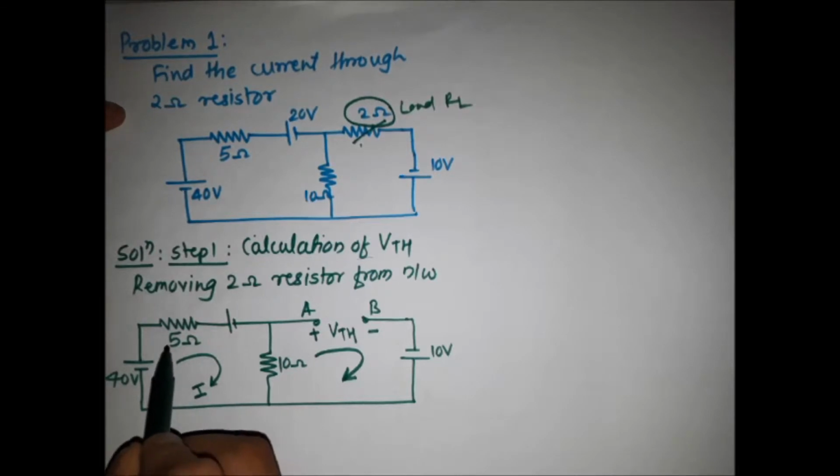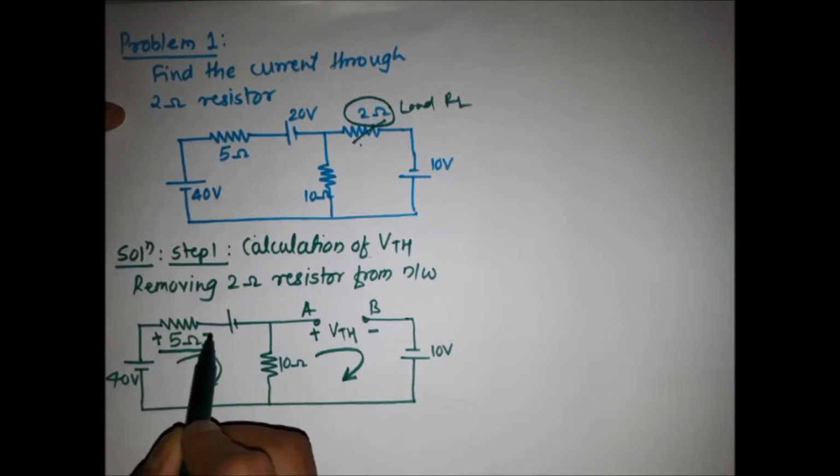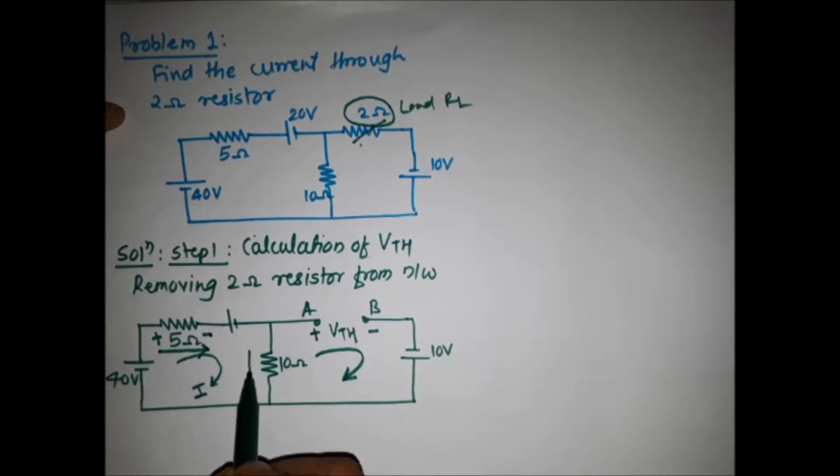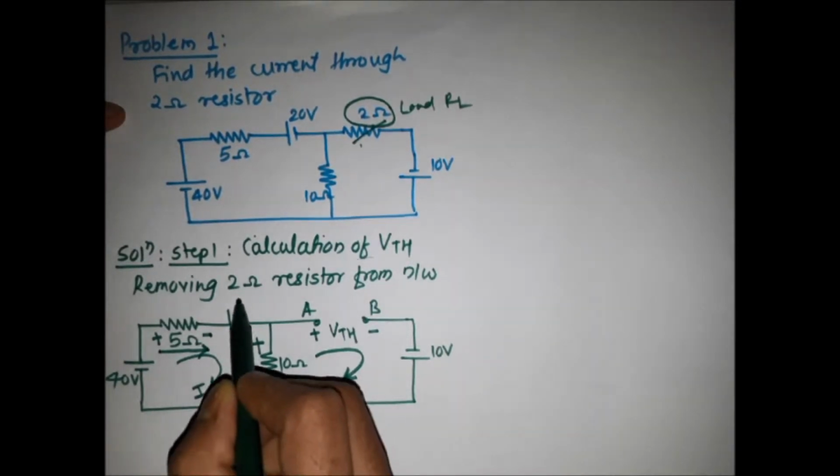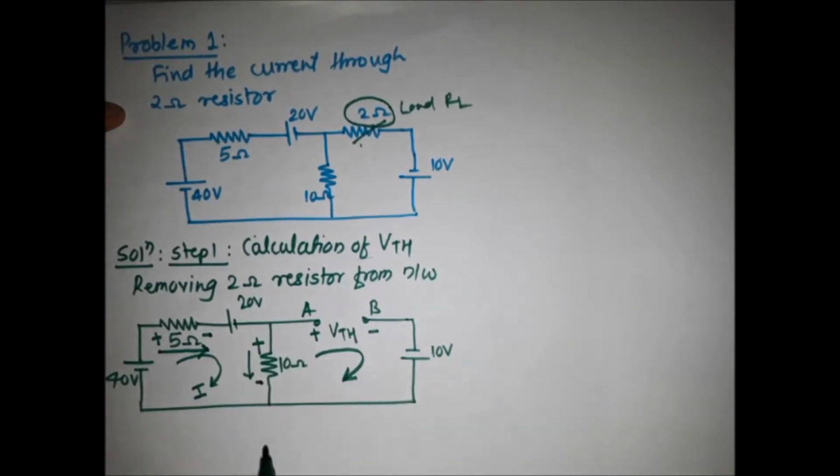So simply, through the 5 ohm resistor, current flows from this terminal to this terminal. So the starting terminal is plus, the end terminal is minus. Same here, the current flows like this, so the starting terminal is plus, the end terminal is minus. Here the voltage source is 20 volts. Now we are applying KVL in loop 1.